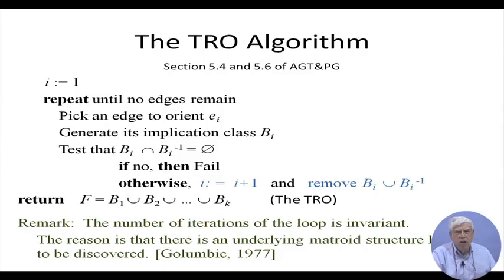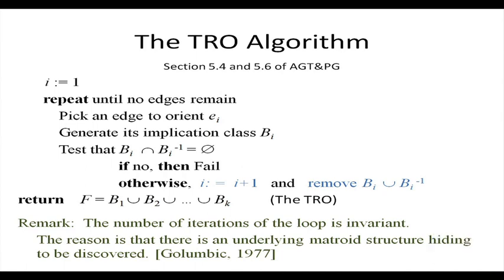Let's see what the algorithm that I would like to propose is. Start off with a counter I equal 1. Repeat the following loop until no edges remain. Pick an edge and orient it in one way or the other. I pick the edge, call it E_i. We start with E1. Give it an orientation. Generate its implication class, which we'll call B_i. Test to see whether it and its reversal are empty or not. If they're not empty, I will have some conflict and I will fail.